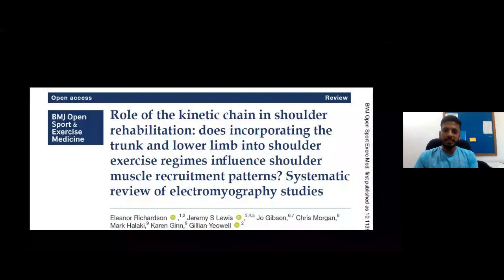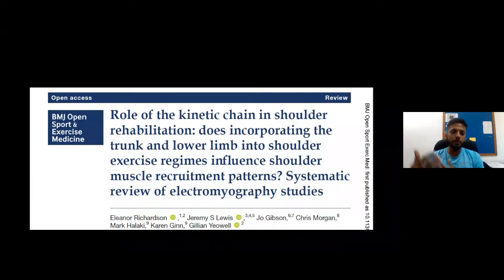And all these tests, as I said, the kinetic chain is important. They actually test the entire kinetic chain system, not only the shoulder. So we have to focus on improving the training based on the kinetic chain system rather than focusing only on the shoulder. For example, a recent systematic review looked at studies on the EMG activity of the role of the kinetic chain in shoulder rehabilitation, whether incorporating trunk and lower limb into shoulder exercises. So how many of us do this?